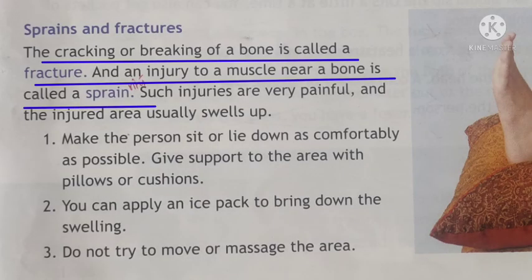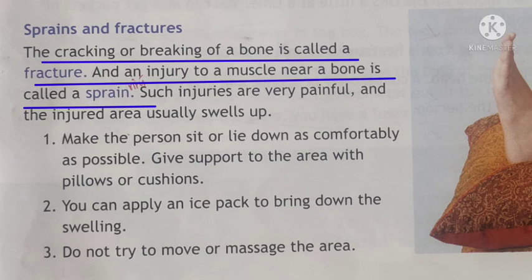Now the next case which we are going to discuss is sprains and fractures. First of all, we should understand what is a fracture. The cracking or breaking of a bone, okay, that is known as fracture. जब bone break हो जाती है बीच से, that is called fracture. But if there is an injury to the muscle near a bone, fracture नहीं हुई है लेकिन उस पर चोट आई है, that is known as sprain, okay. जिसको हम मोच भी बोलते हैं, कई बार हमारा पैर चलते चलते मुड़ जाता है, that situation is known as sprain.